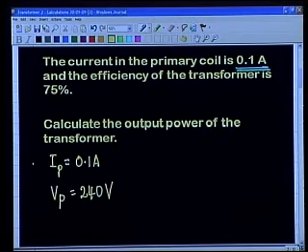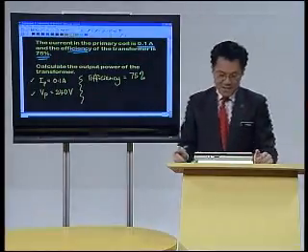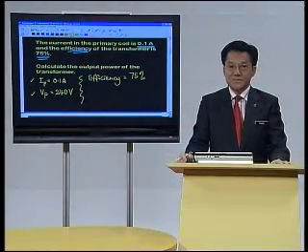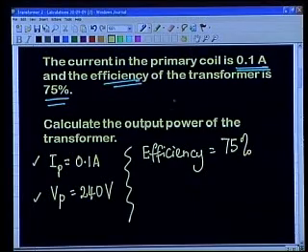Alright, so I have one term, two terms. Now what else is given in the question? Efficiency is 75%. So we write down efficiency 75%. Okay, I will write down efficiency of the transformer is 75%. So far so good? Now what do I need to calculate? The question is calculate the output power.